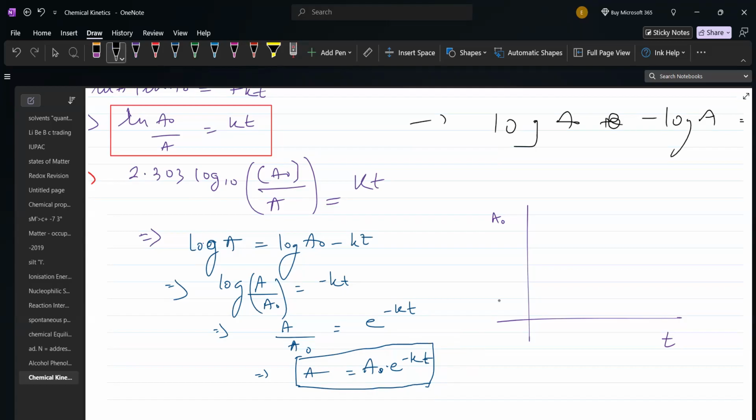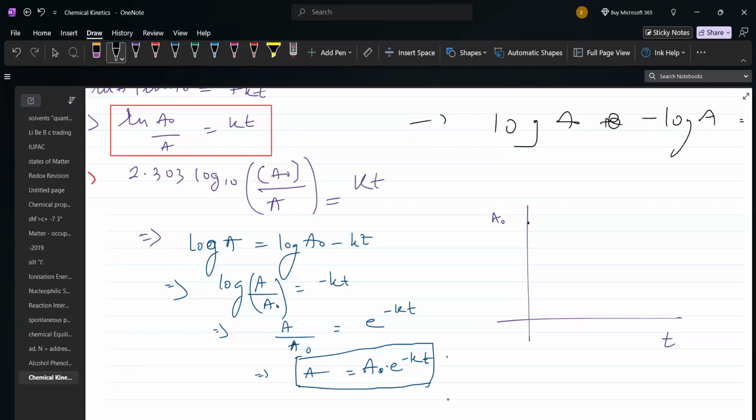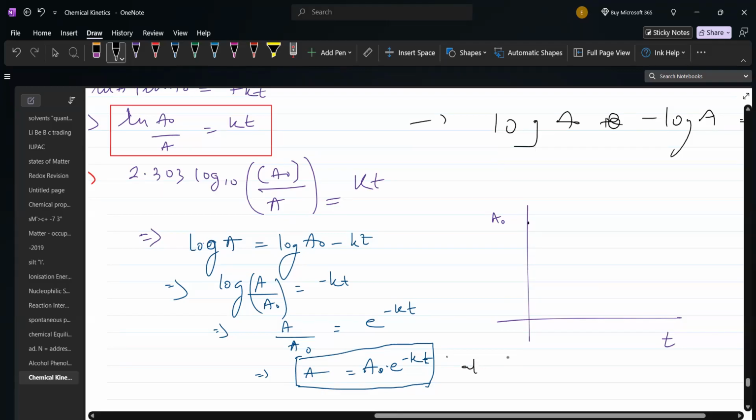I got it. So as the time is increasing, this whole value is decreasing. So with time, the value will decrease, and it is decreasing exponentially, not linearly. Let's see. As you put t equal to 0, the value of A will be A naught. Why? Because at 0, e to the power 0 is 1. So we will get A naught.